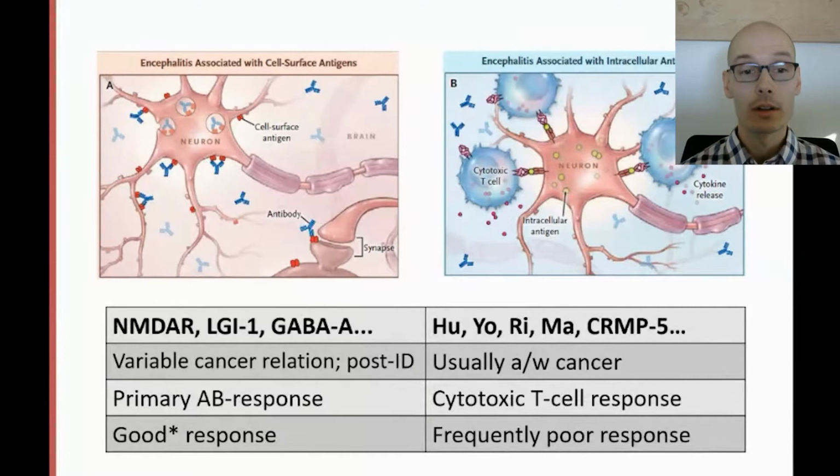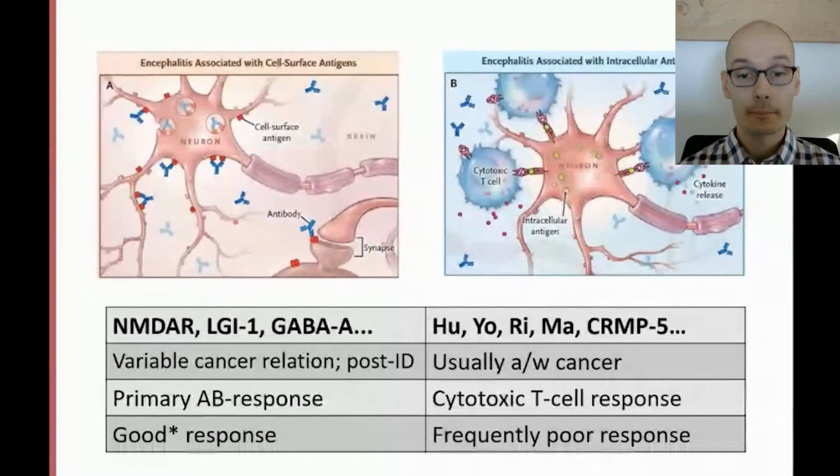Contrast that to the intracellular antigen-based conditions, which have been classically called paraneoplastic conditions. These are the ones associated with Hu, Yo, Ri, Ma, et cetera, autoantibodies. These are many times associated with cancer. And the primary response is one of a T cell base. Not that there is not a B cell portion to it, but it's frequently a T cell base, and the autoantibodies are less frequently described to be directly pathogenic. And the treatment response frequently is poor. So this is an area of great need for additional research as well.